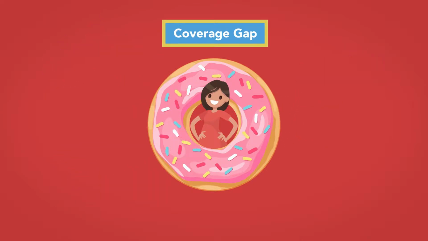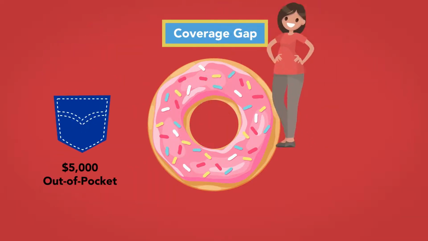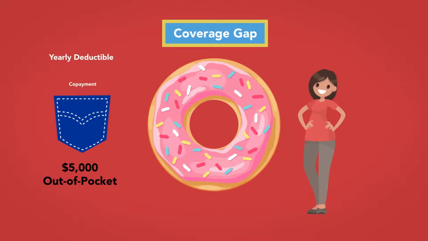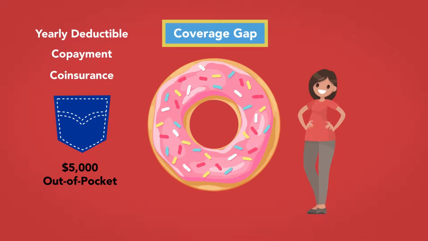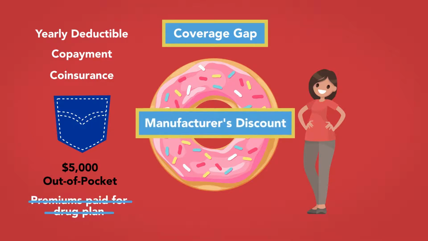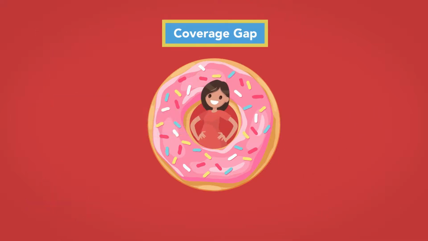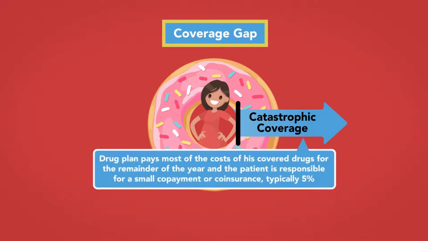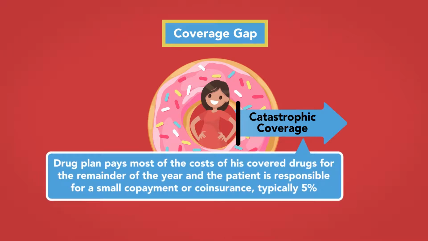The patient remains in the donut hole until he spends $5,000 out of pocket. This includes his yearly deductible, copayment, and coinsurance amounts, but excludes the premiums paid for the drug plan. It also includes the manufacturer's discounts on the drugs that he gets while in the coverage gap, even though the patient does not actually pay this amount. At this point, when the coverage gap ends, catastrophic coverage begins. During this period, his drug plan pays most of the costs of covered drugs for the remainder of the year, and the patient is responsible only for a small copayment or coinsurance, typically 5%.